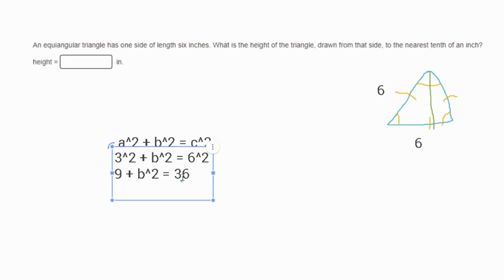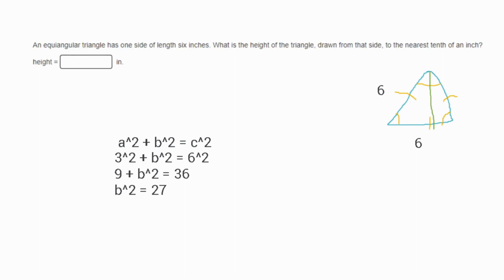Now we can subtract like this is an algebra equation. So 36 minus 9 is 27. If we subtract 9 from both sides, we get b squared equals 27. And if you don't know your perfect squares, you would know this is not actually a perfect square. So pull out your handy dandy calculator and just take the square root of it.